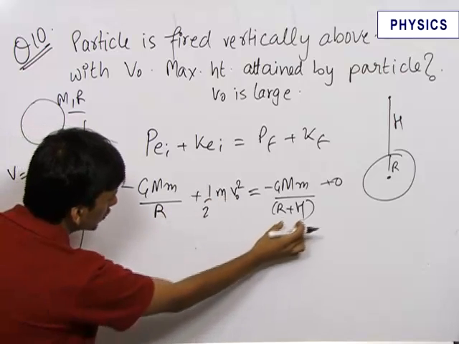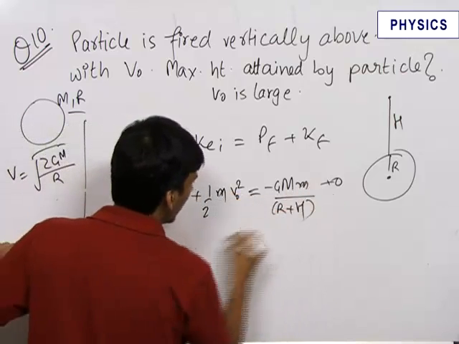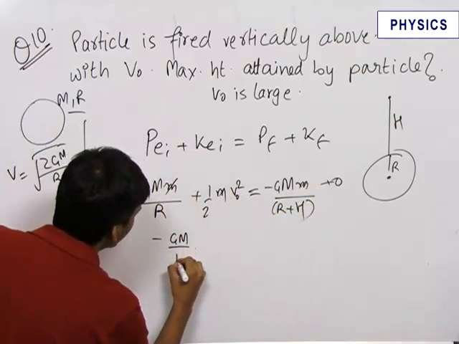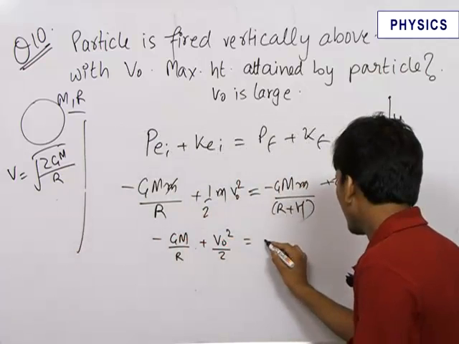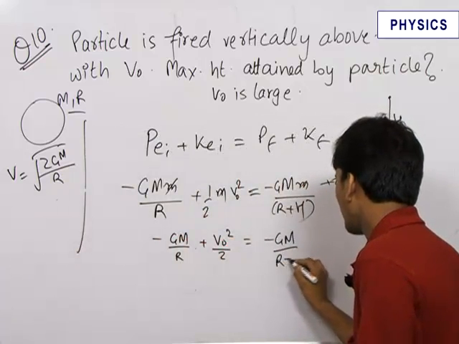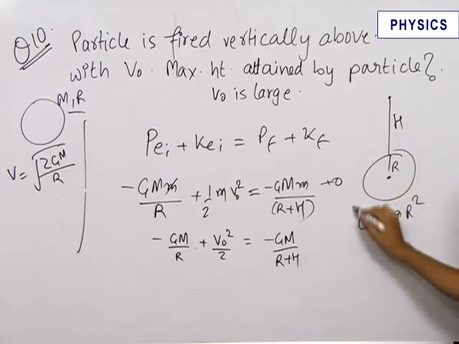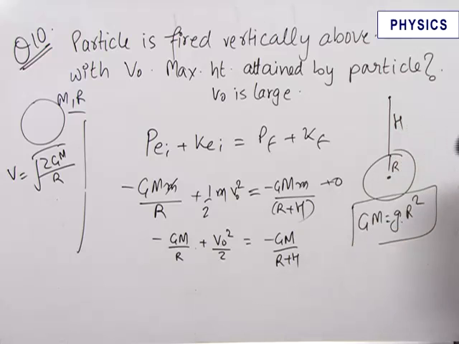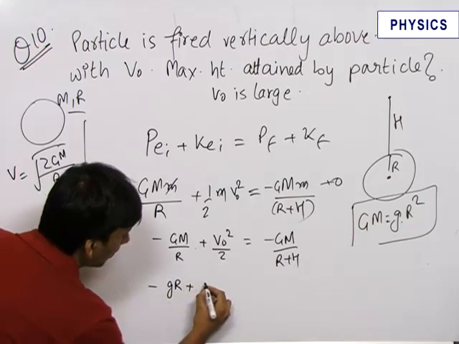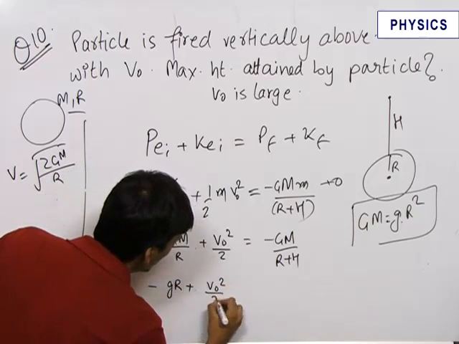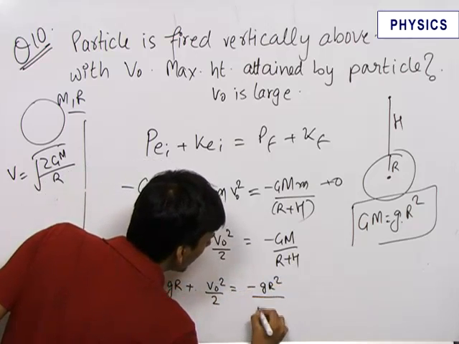This question now just requires the solving for this capital H. We first cancel the mass from here to get minus GM upon R plus v0 square by 2 is equal to minus GM upon R plus H. Now GM can be written as gR square. This is always true, because g is equal to GM upon R square. We substitute it here to get minus gR plus v0 square by 2 is equal to minus gR square upon R plus H.